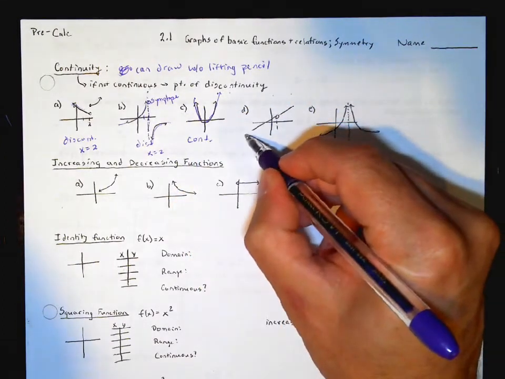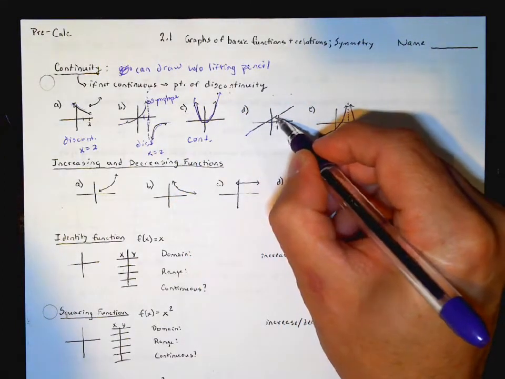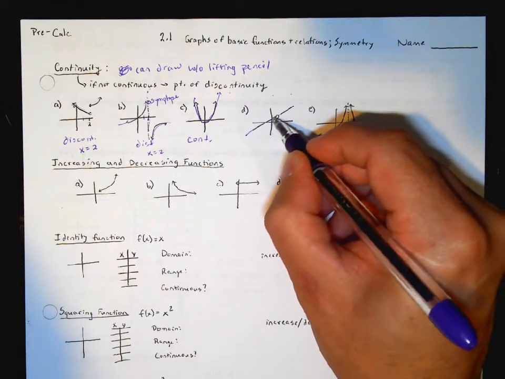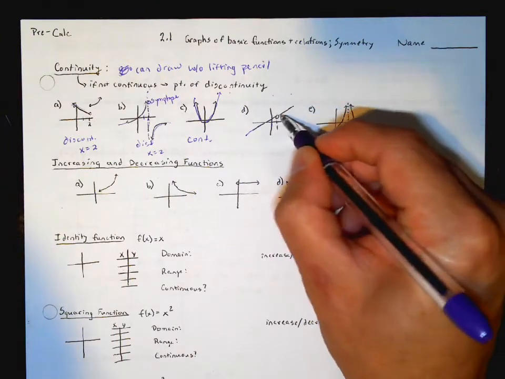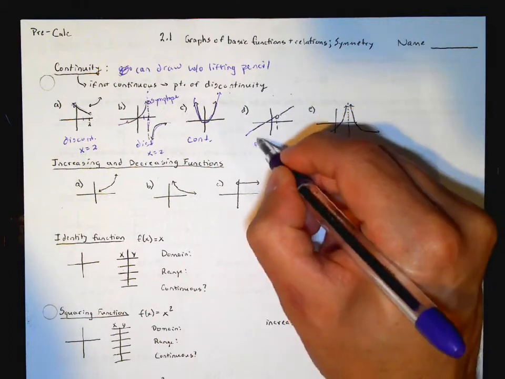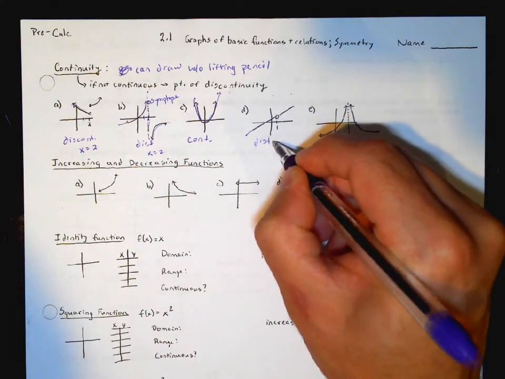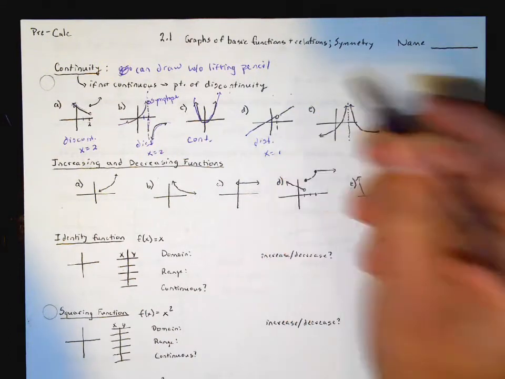This one here, draw it. Okay, now I have an open circle, which means it's not equal to there, so I have to pick my pencil up, go over 1, and then come back over, right? So that's discontinuous, okay, at x equals 1.